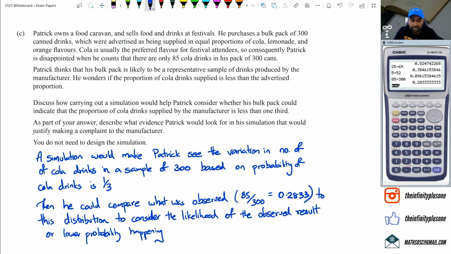And of course, the second point is that by doing the simulation, he can compare with what he actually observed, because what he observed was that he got 85 cola cans out of the 300, which again is a probability of 0.2833. And then he can compare his simulation with what he actually got in real life. And then you can see what's the likelihood of that result happening again, or a lower probability happening again.